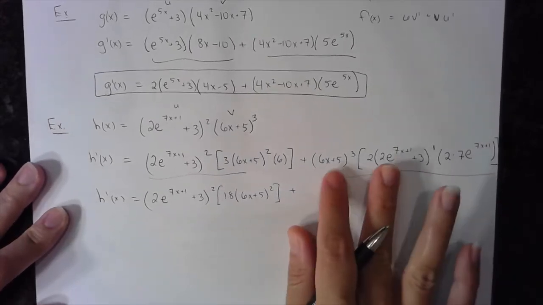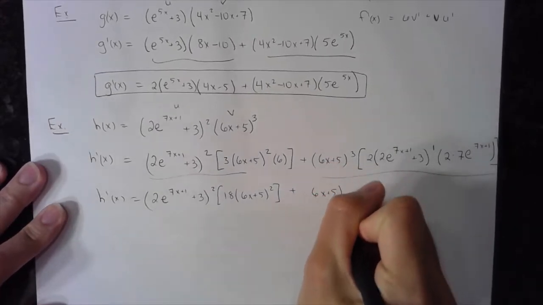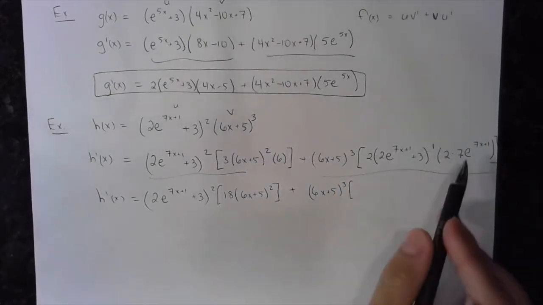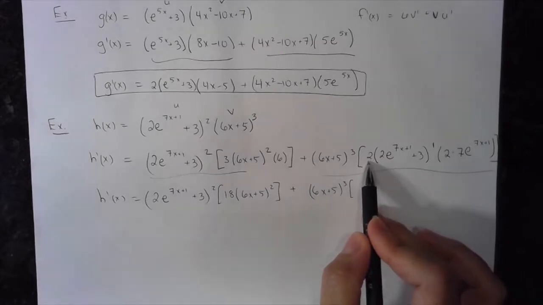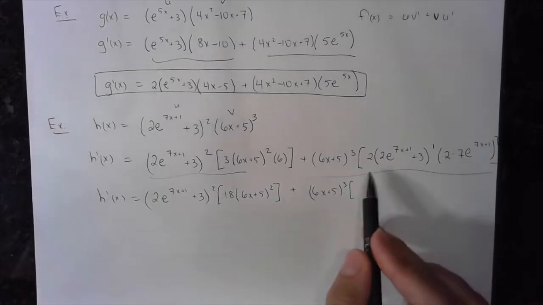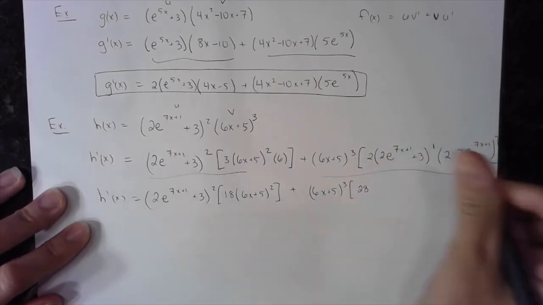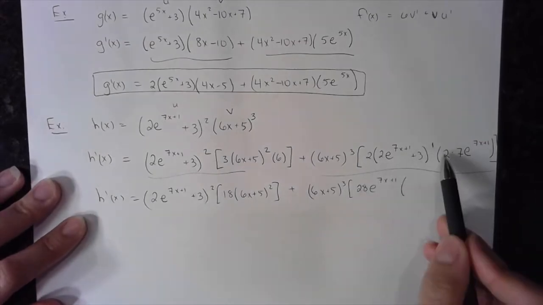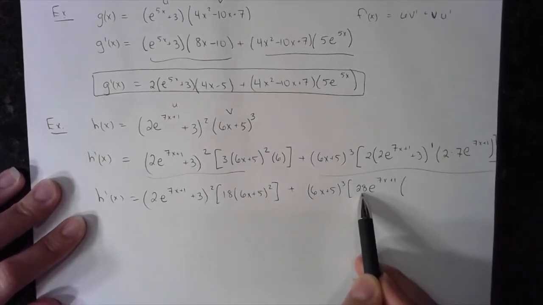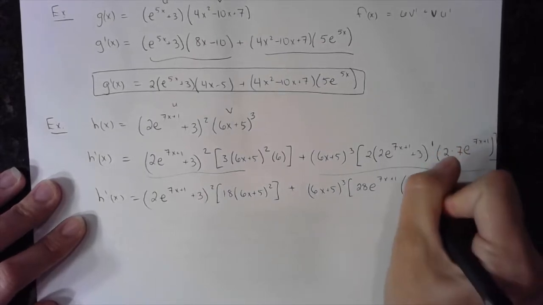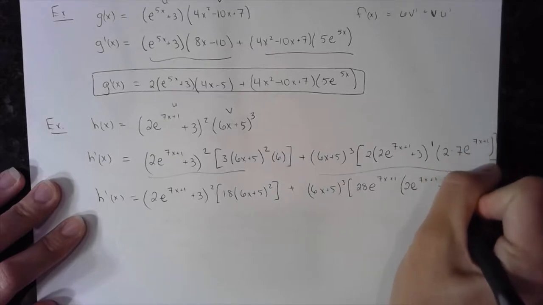Over here, I'm going to leave this 6x plus 5 to the third in front. And look at stuff in here. All this is being multiplied. Now, this 2, because this is all product, this 2 can be multiplied by this 2 and this 7. So I have a 14 times this 2, which is a 28. E to the 7x plus 1. Right? 2 times 2 times 7 is 28. This e to the 7x plus 1. And then I'm still left with this times 2e to the 7x plus 1 plus 3.